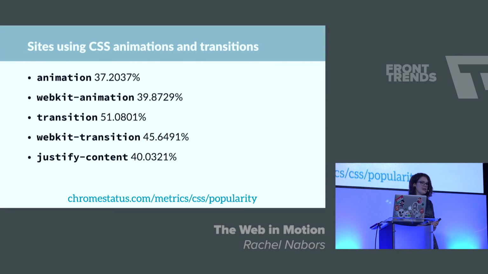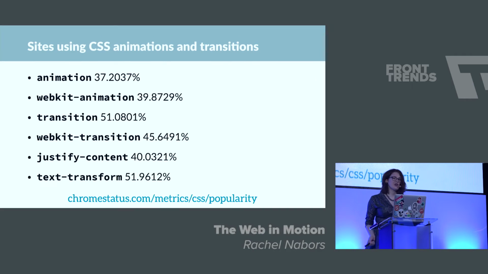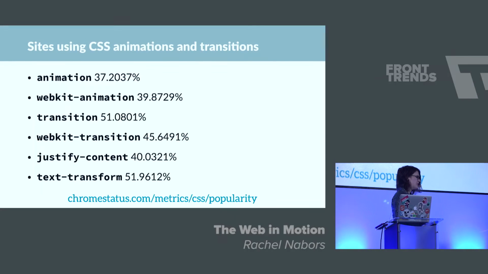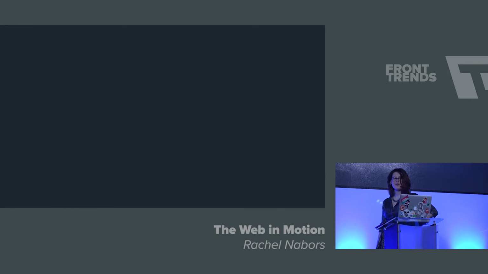Justify content is at 40% right now. That's whether things are aligned left or aligned right. Oh, wait. Justify. Oh, man. So, anyway. Text transform, also 51%. So that gives you an idea that animation is being used a lot in a lot of places compared to other CSS properties.